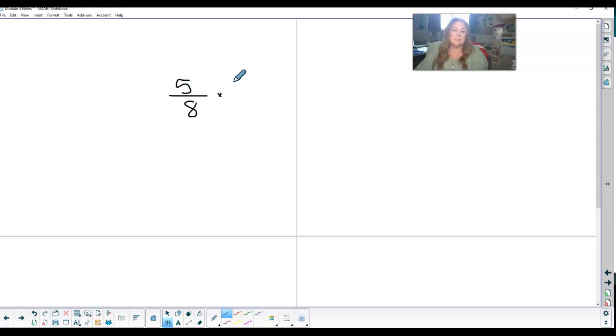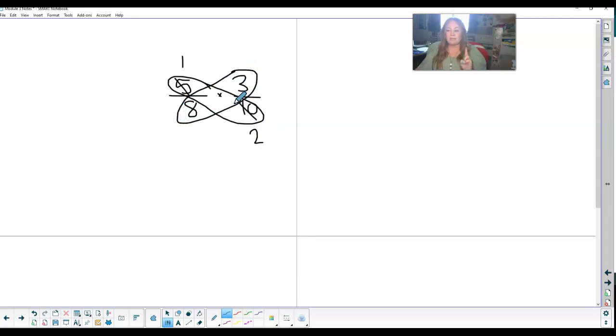5/8 times 3/10. I'm going to crisscross 5 and 10. What can they both be divided by? 5. 5 divided by 5 is 1. 10 divided by 5 is 2. If I crisscross this way, I'm thinking of a number that 8 and 3 can be divided by. 3, 6, 9. Oh, 3 cannot go into 9. There is not a number that goes into both of these. 1 is the only thing that goes into 3 and 8. Its greatest common factor is 1.